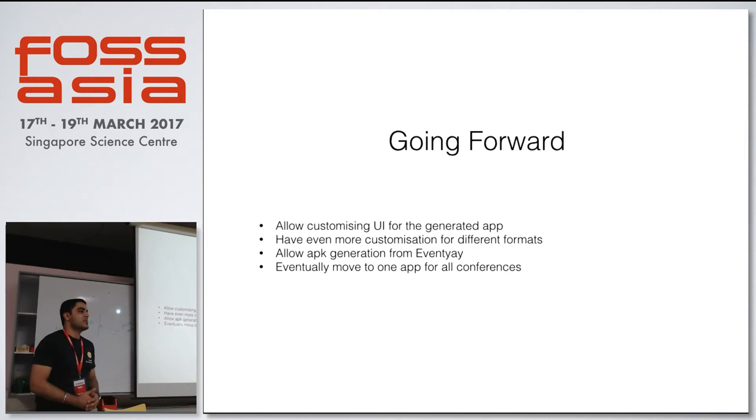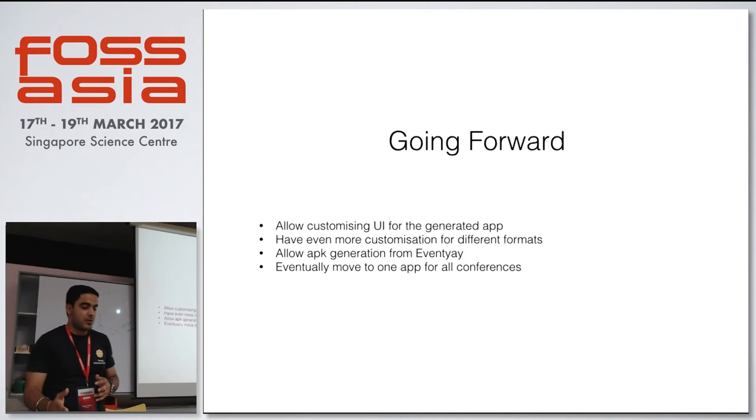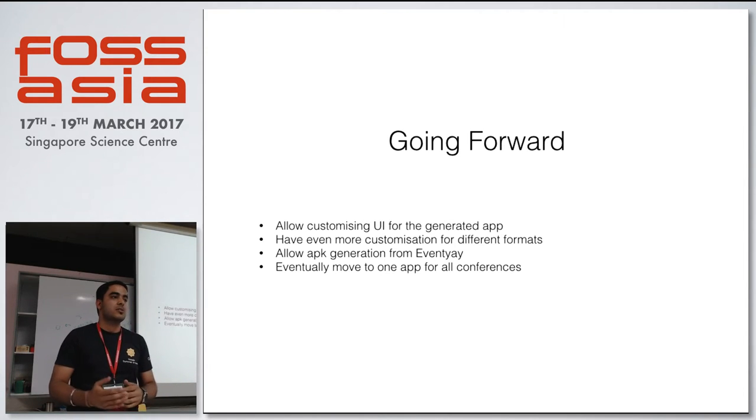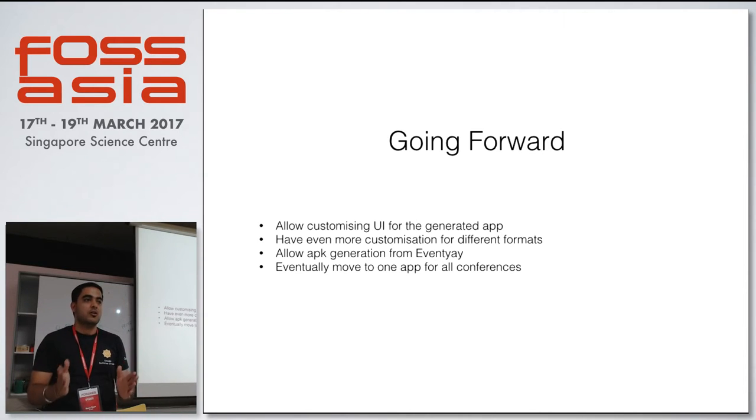And one more thing that is missing from the Open Event system is that right now you can't just go to Open Event and create your own Android apps and web apps. You have to go to the Android app generator separately and the web app generator separately and create your own apps over there. So we want to unify the system even more. Eventually, we want to move to one app for all conferences. That is the ultimate goal, because it's a very big problem that people download one app for 3 or 4 days of a conference and then they just uninstall it. So we want a system that you can use all throughout the year for all the conferences you are attending.